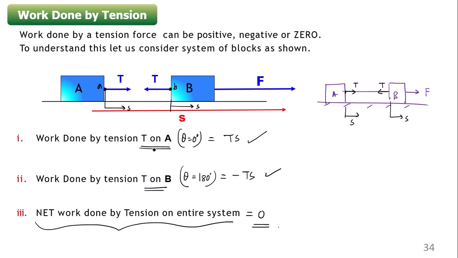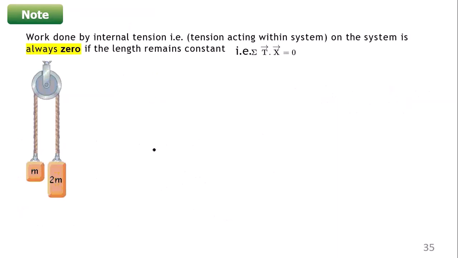So work done by tension can be positive on a particular block, and negative on another block, but as a whole it becomes 0. Understood? So work done by the internal tension. Tension is an internal force, so that will develop on the string.